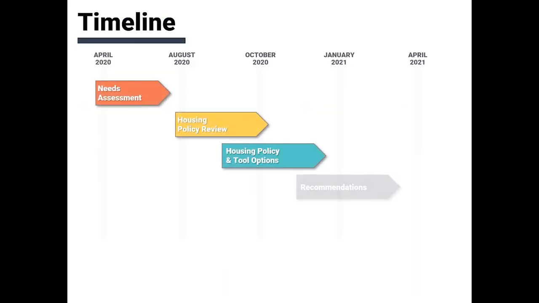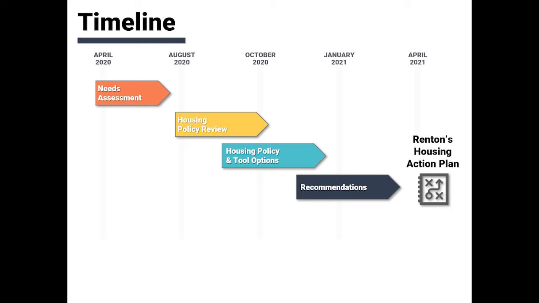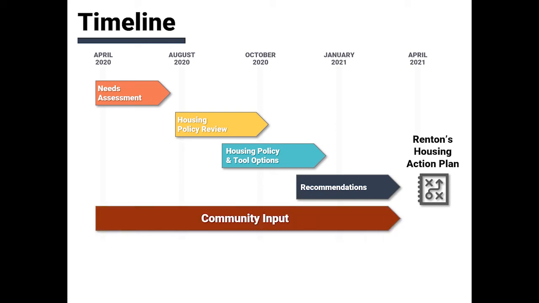The 4 project phases will take place over the next year. The resulting Housing Action Plan will be a roadmap for how Renton will work with partners to address housing issues in the future. But input from the community is essential for this plan to be a success. We will engage with the community during this process in several ways.